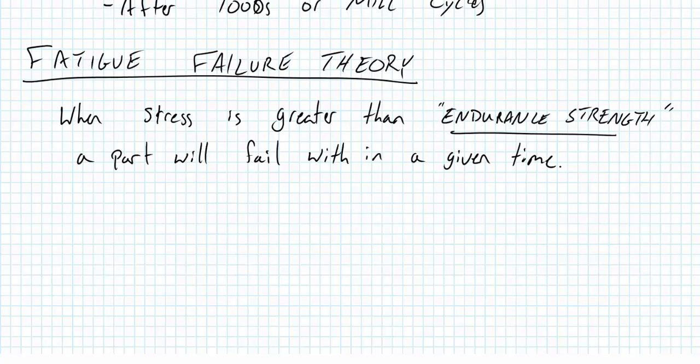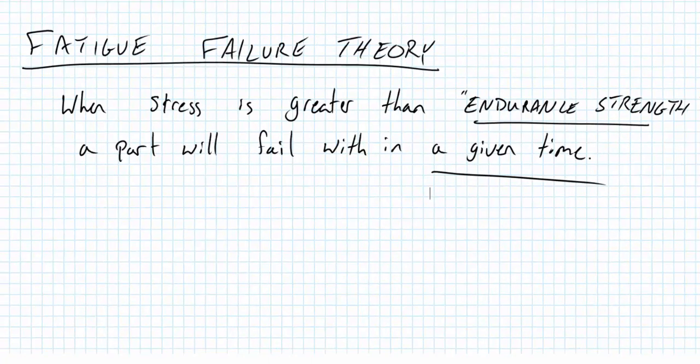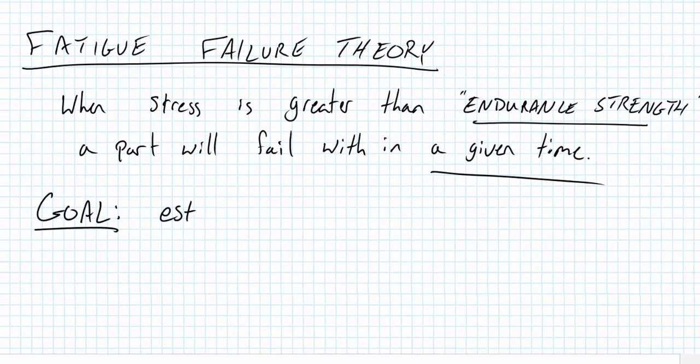But for now, what we want to really understand is, given that we can calculate the stress, and given that we can determine, based on material properties and some loading and geometry, what the endurance strength of our part ought to be, what is the time for which a part will fail, and are we acceptable with that? If a part will fail in 1,000 cycles, is that going to be significant to us? Or if it doesn't fail for 1,000,000 cycles, perhaps we don't care about it. So our goal is to estimate the life in terms of number of cycles.